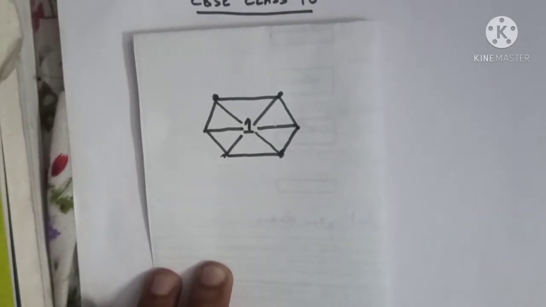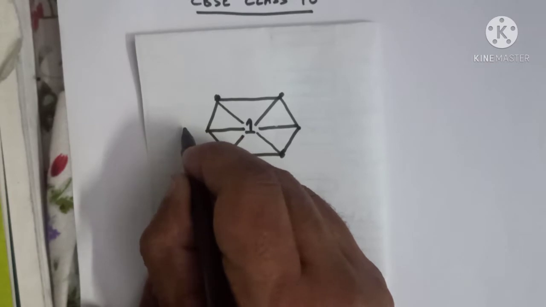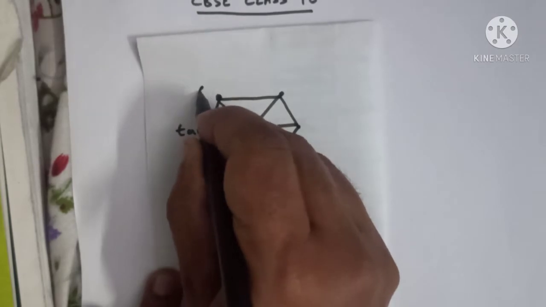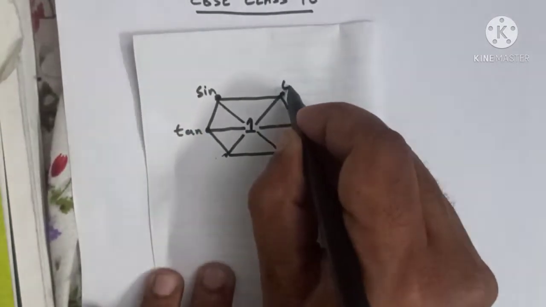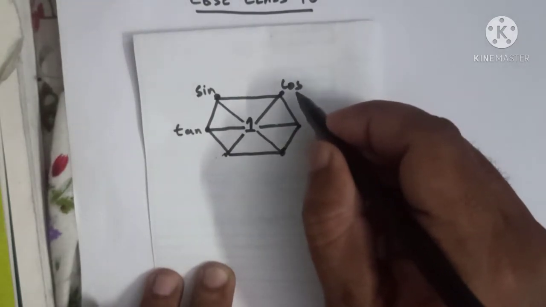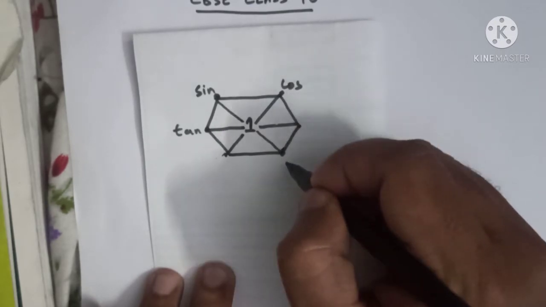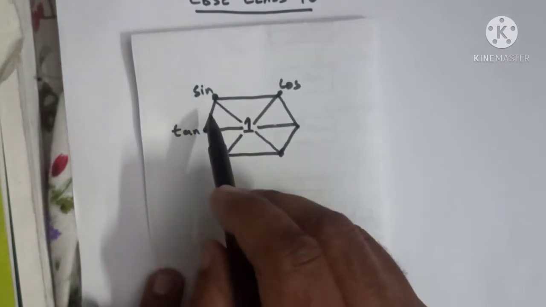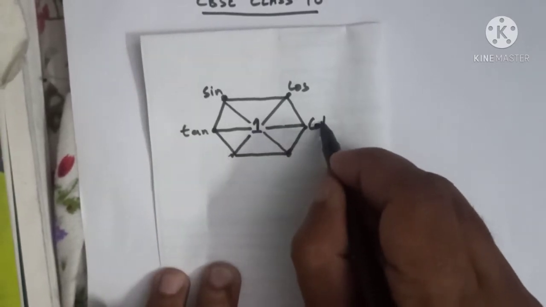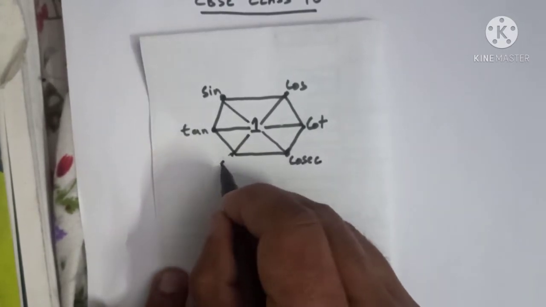Now we know the formula that tan theta is equal to sine upon cos. So we will remember it like this. This vertex is tan, equal to sine upon cos. This is sine, this is cos. Then the 3 C's, that is cos, cot and cosec, will come on the same side of the hexagon. So this will be cos. Opposite of tan is cot, and opposite of sine is cosec, and what is left? Sec.